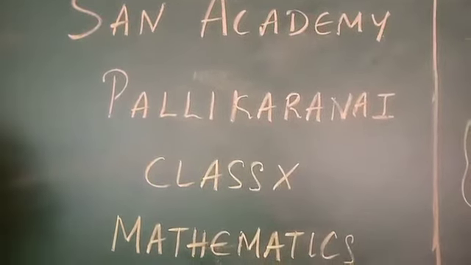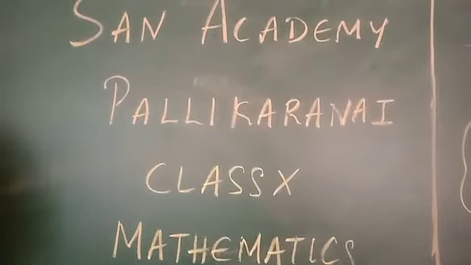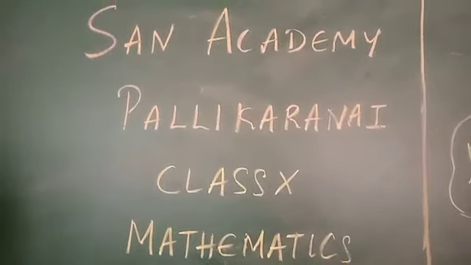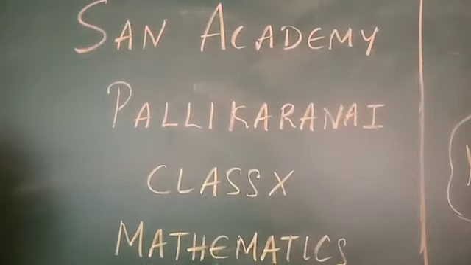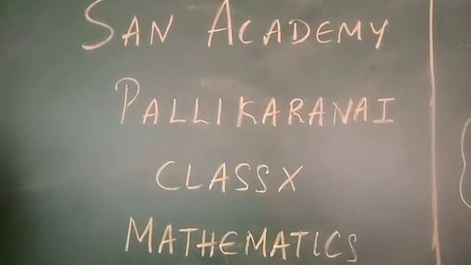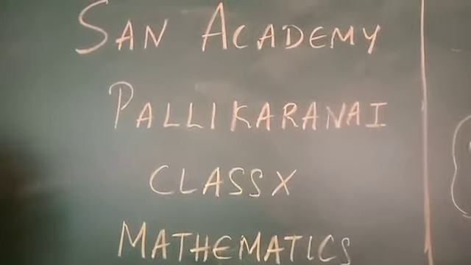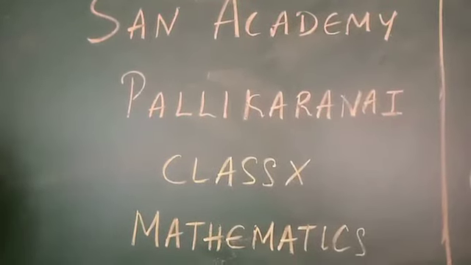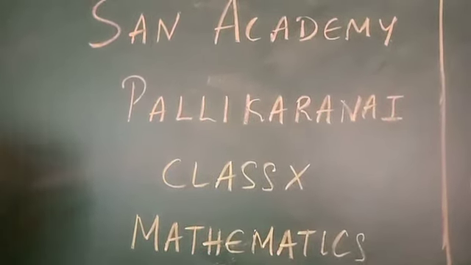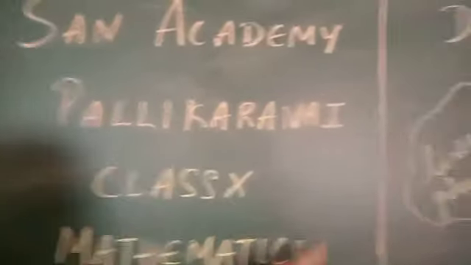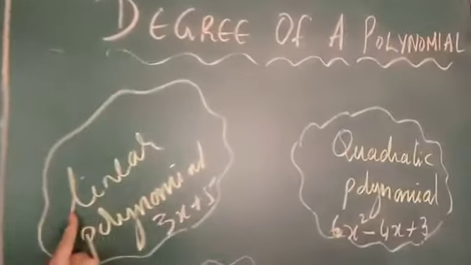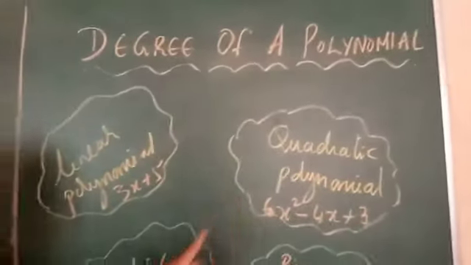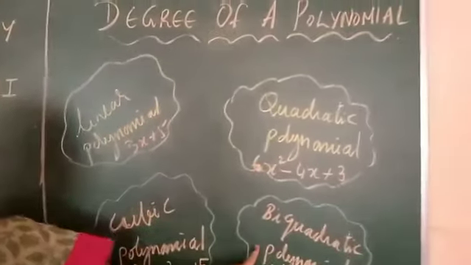So in polynomials, we can divide them in two ways: one based on the degree and one based on the terms. Based on the terms, we have monomial, binomial, trinomial, quadrinomial, multinomial, polynomial. Based on the degree of a polynomial, we will have linear polynomial, quadratic polynomial, cubic polynomial, biquadratic polynomial.